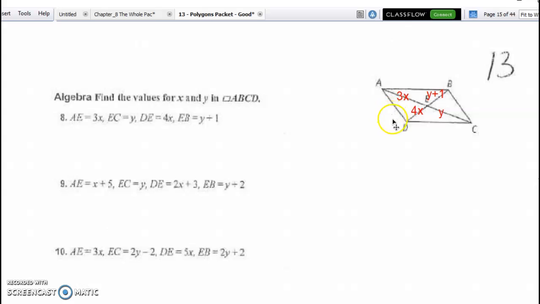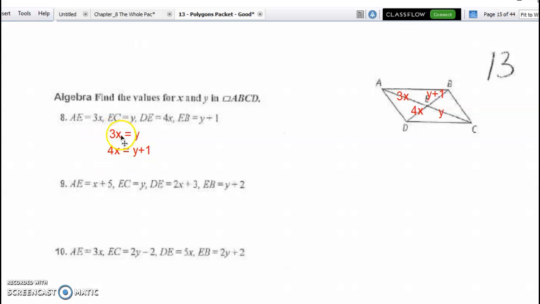We know that these diagonals are equal. And if they bisect each other, then we know the pieces of one diagonal are equal. So here's 3x equals y. These two pieces are equal. And then we also know that these two pieces are equal. And this is a systems of equations.